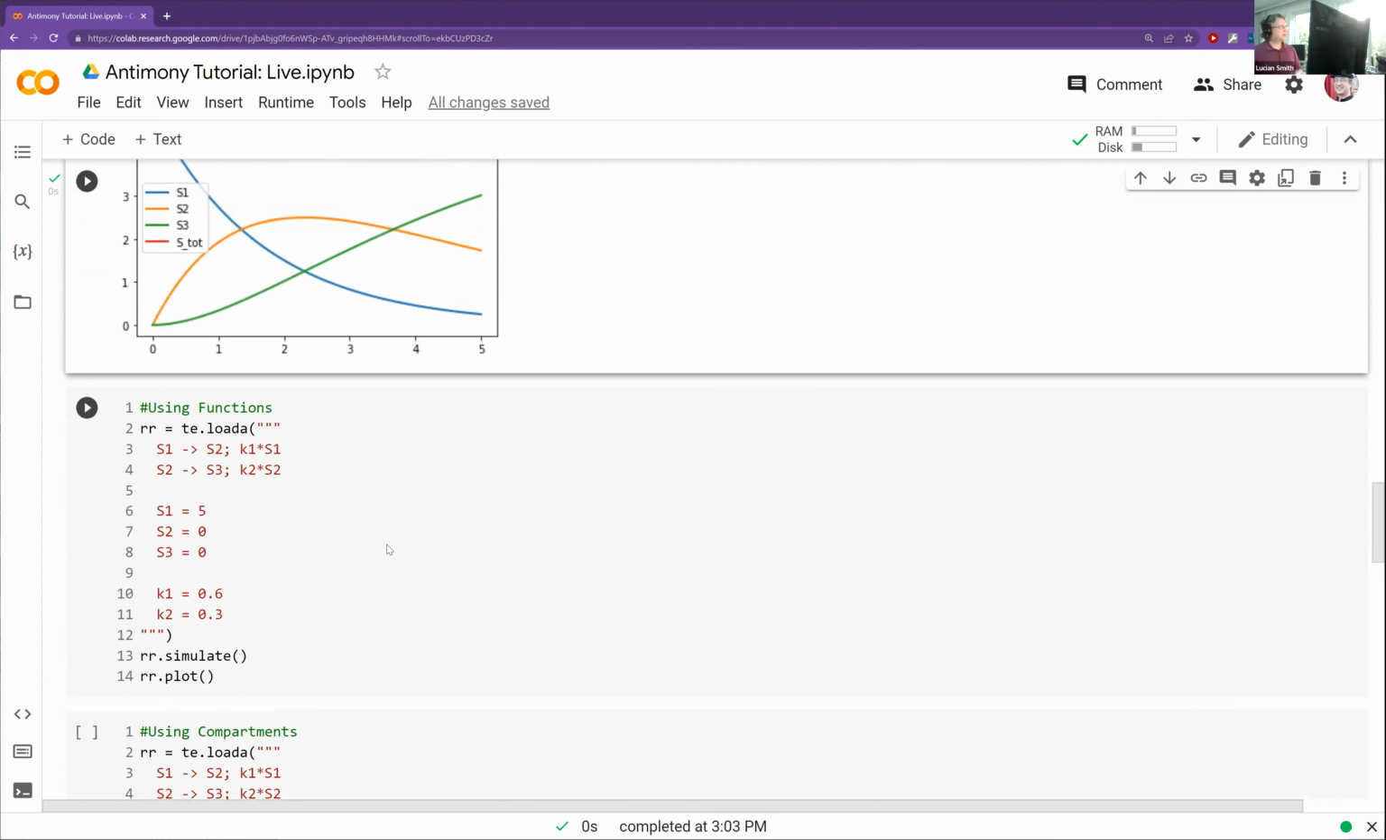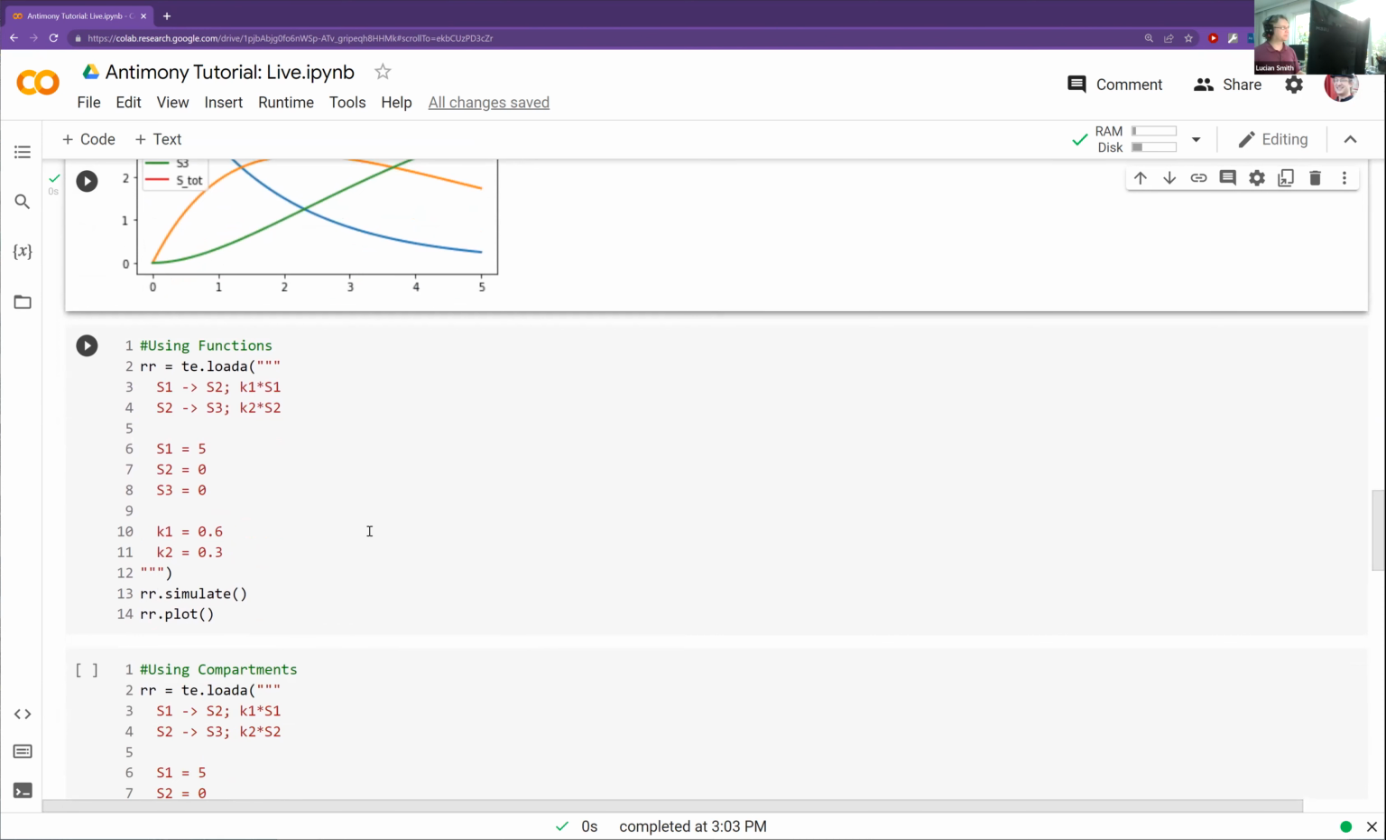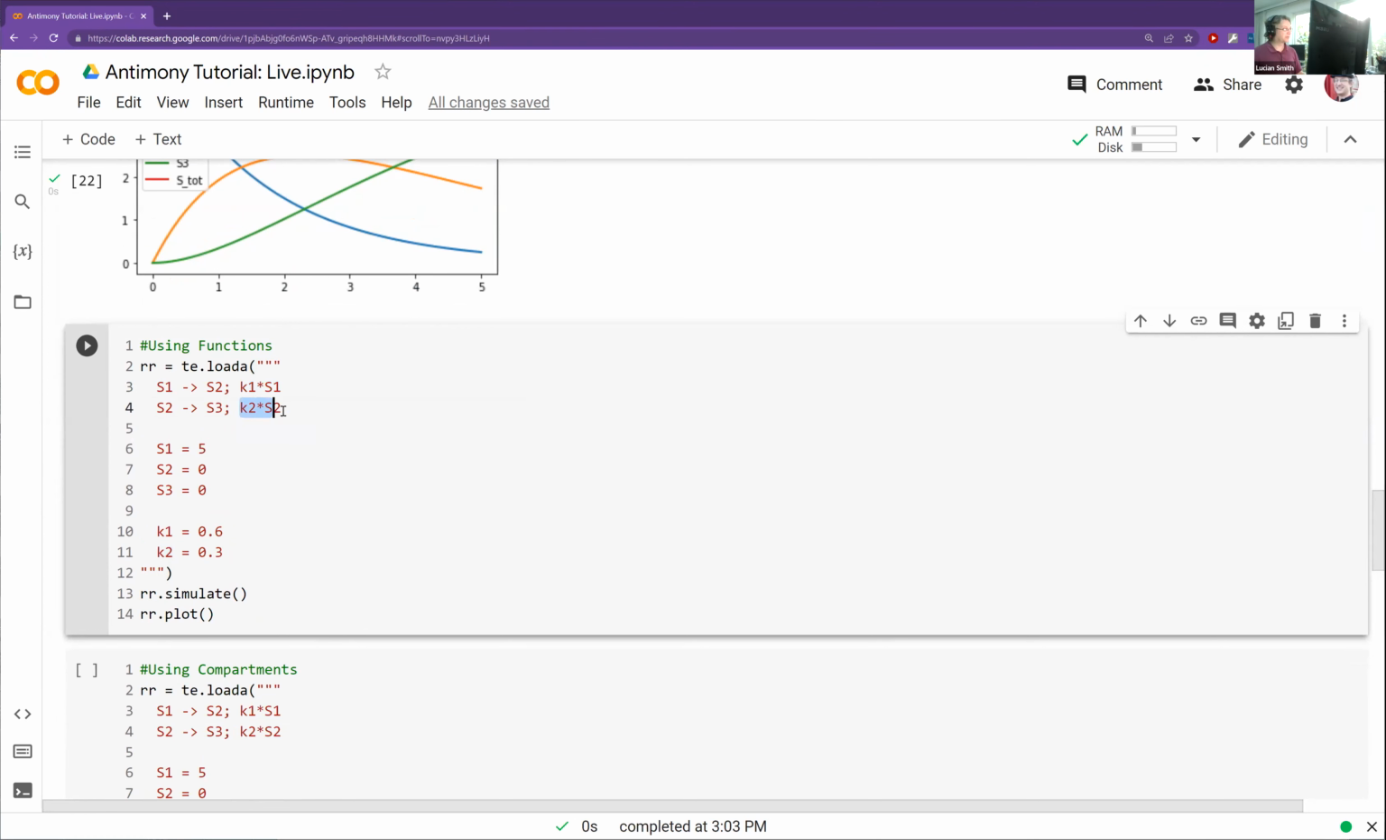Functions. This is sometimes a little bit less useful for a tiny model like this. You have your mass action kinetics and only two reactions, so it's going to be fairly obvious what's going on. But if you have, say, 100 reactions and half of them are mass action and half of them are Michaelis Menten or something, you may want to define the math of a mass action rule, the math of Michaelis Menten, and do that separately.